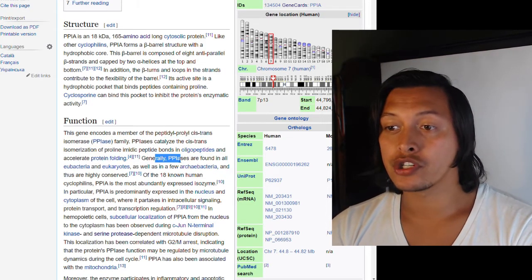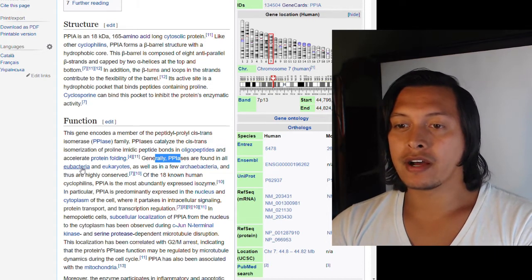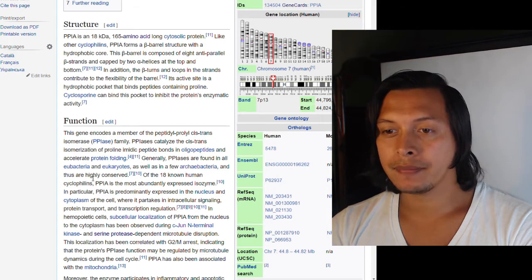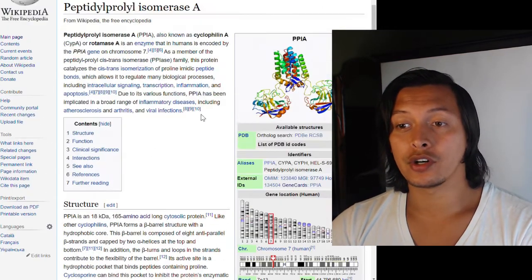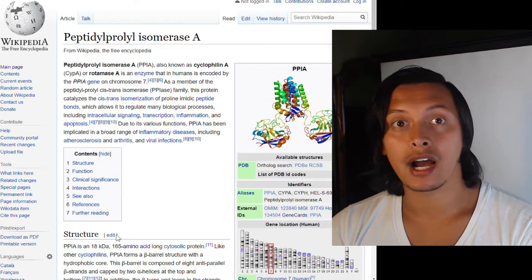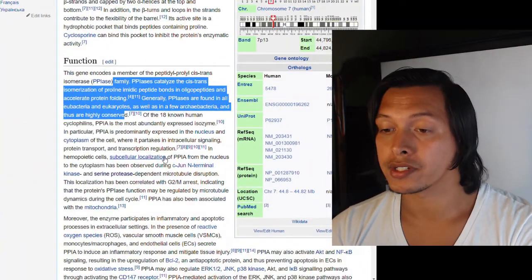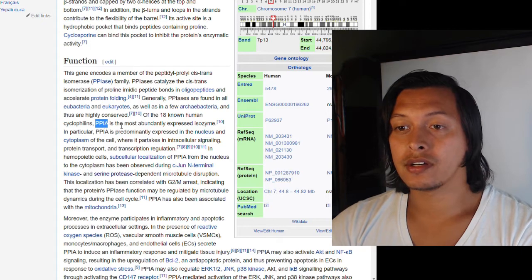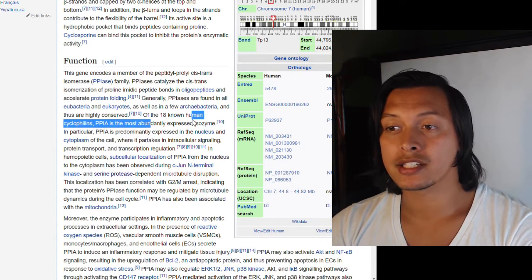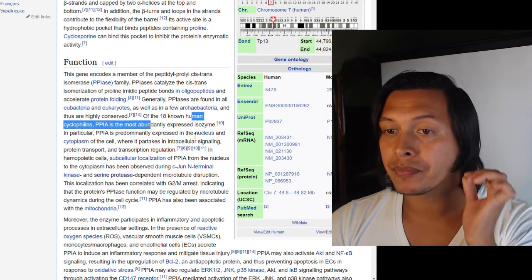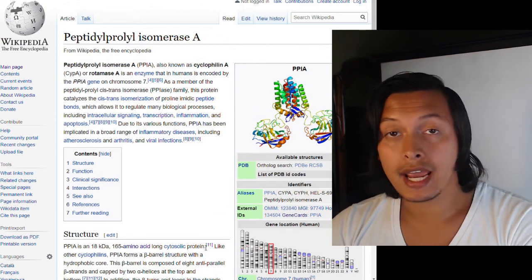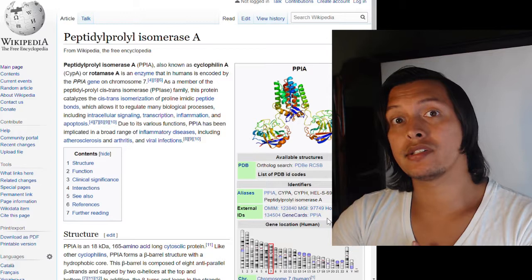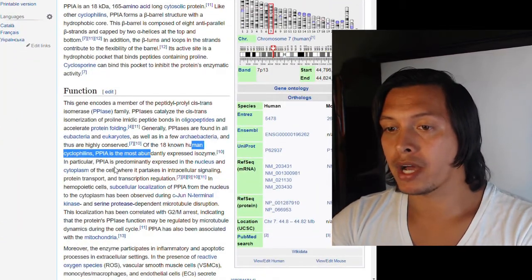This gene encodes a member of this family, and they catalyze this particular isomerization and accelerate protein folding. Generally, these are found in all eubacteria and eukaryotes, as well as in a few archaea, and this is a highly conserved protein. Just keep that in mind. This is a highly conserved protein among many different organisms. Out of the 18 known human cyclophilins, PPIA is the most abundantly expressed isozyme. So cyclophilin A is the most common cyclophilin that humans produce. Just keep that in mind.